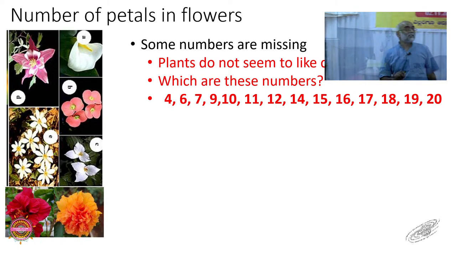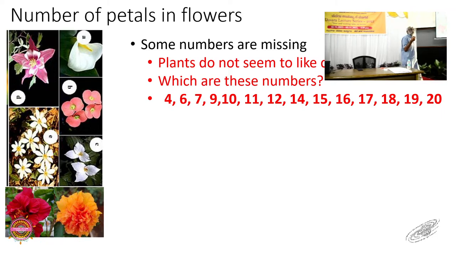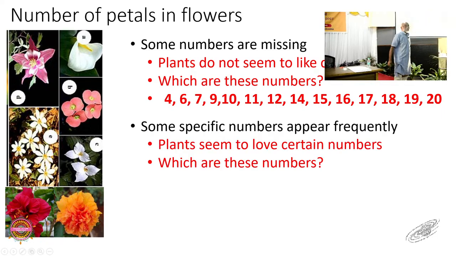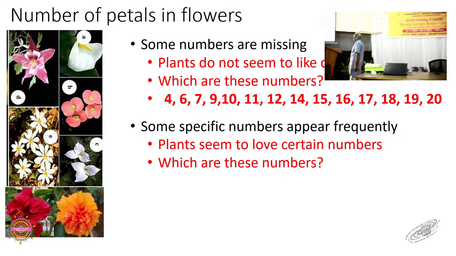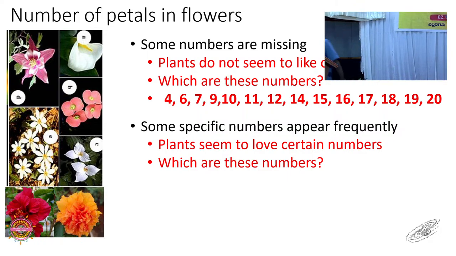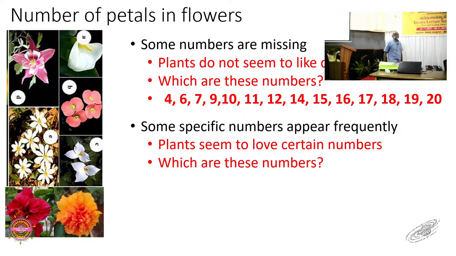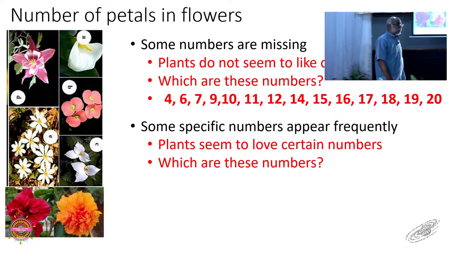Surprisingly, plants seem to love some numbers. They seem to have certain numbers more frequently as petals. Which are these numbers? Can you recollect? Yes, someone told that? Wow. I don't need to give that talk. Maybe you can come here, madam. You can see that we have flowers with only 1, 2, 3, 5, 8, 13, and 21.